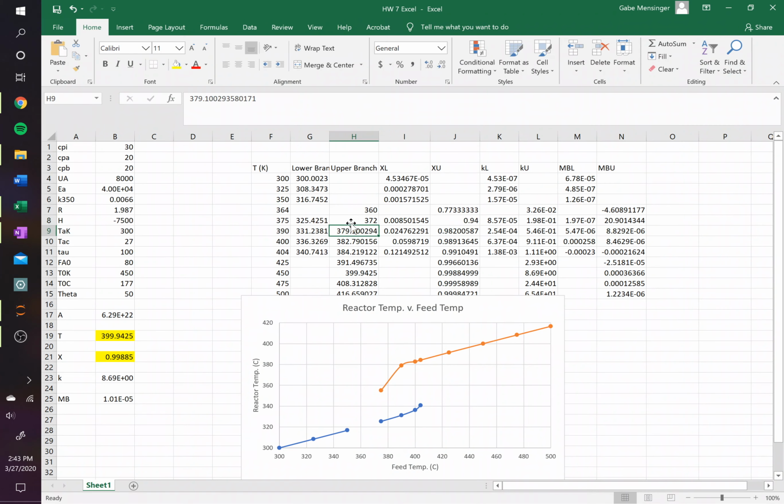Okay, so I'm not getting a solution. That tells me that 410 is too far, that is a temperature higher than the ignition point, and that the lower branch can't reach that. So we need to go lower than this to actually find a solution. So let's try 407. We do that, and I'm going to set that to 0 by changing that.